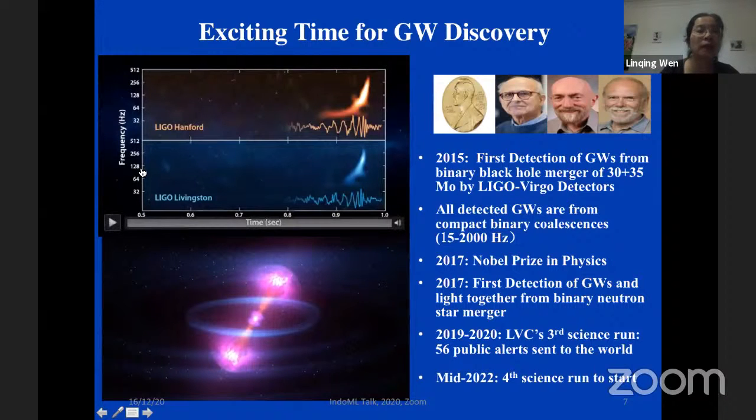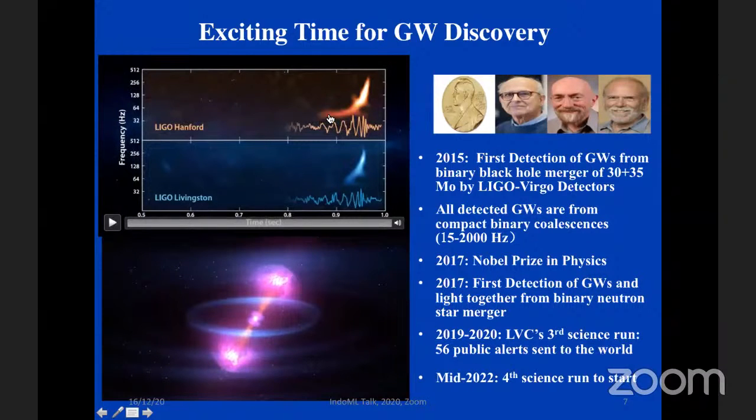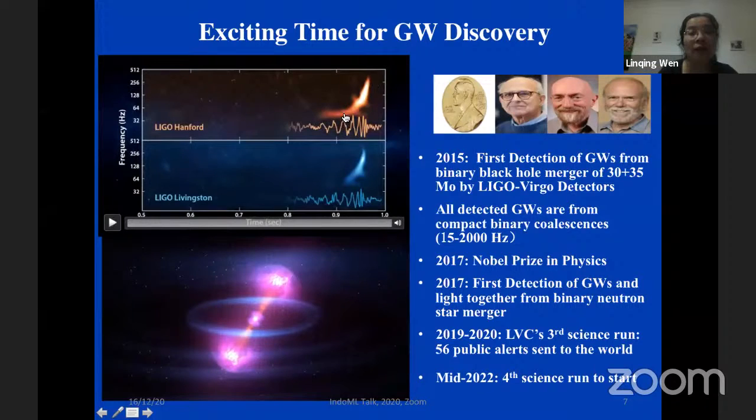What you see on the left-hand side is time on the x-axis. You can see the signal is quite short, a fraction of a second. The y-axis is frequency, and this is the signal from two detectors. You can see this excess power. It's like a chirping signal. That means the intensity is going up and the frequency is going up, just like a chirp.